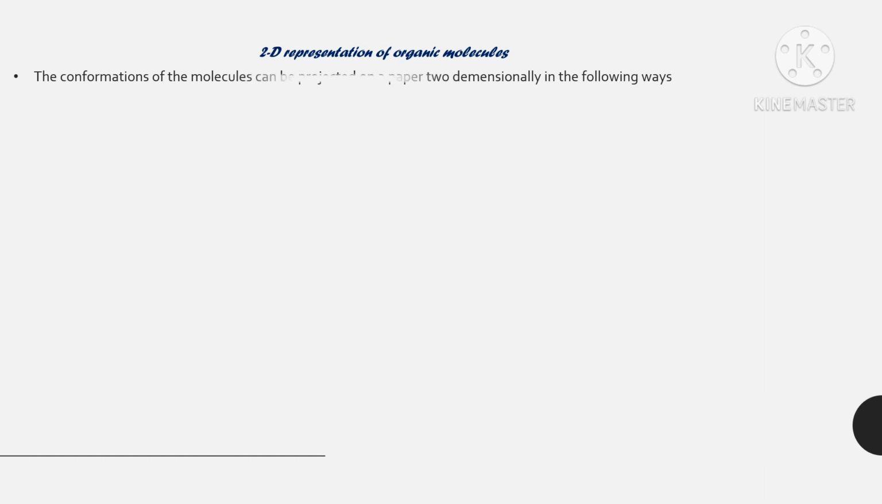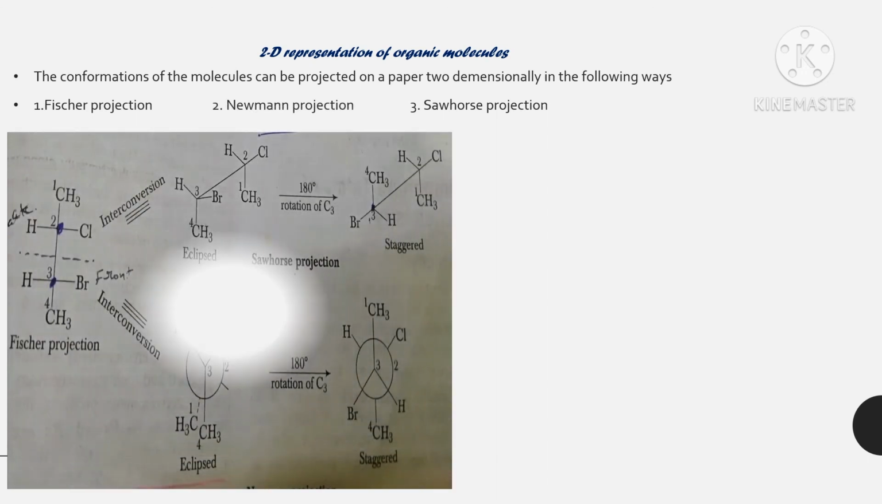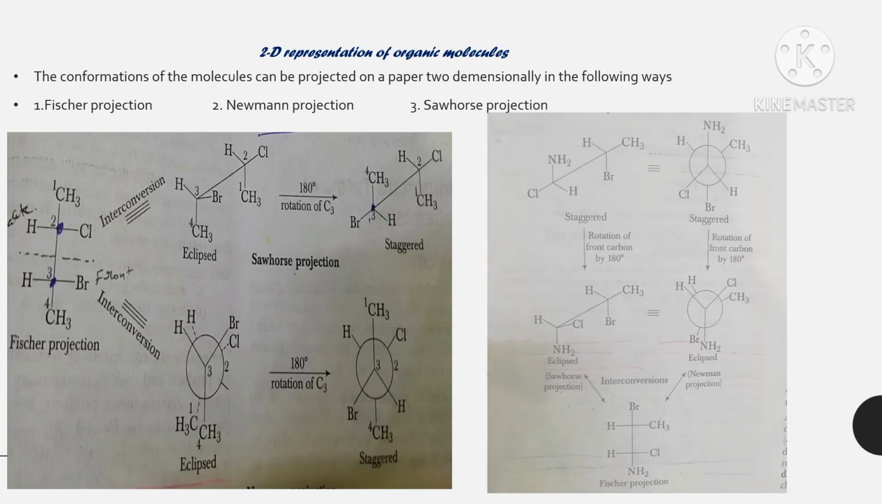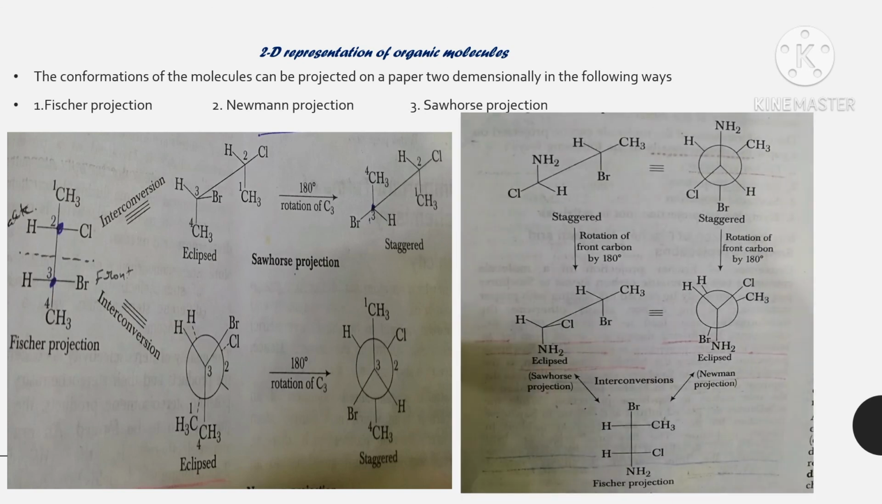It is not feasible to describe all the molecules three-dimensionally by writing on paper. So there are three types of projections which are used to represent the organic molecules on paper two-dimensionally. First one is Fischer projection, second one is Newman projection, third is Sawhorse projection.